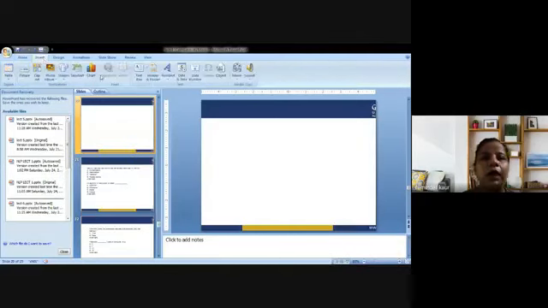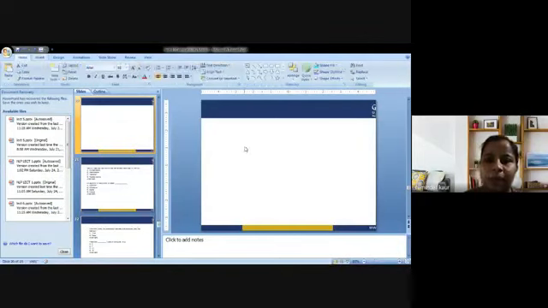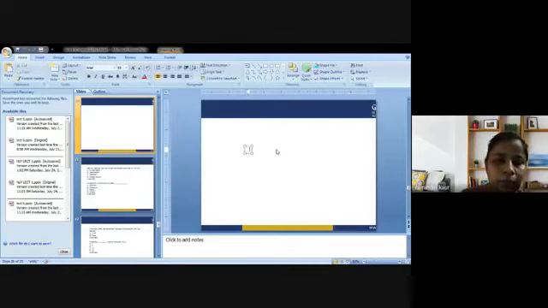Next, a reference book is available in the college library. It is the book by William Stallings. Have a look at the same and get it issued from the library. It is available in our college library, a book by William Stallings.